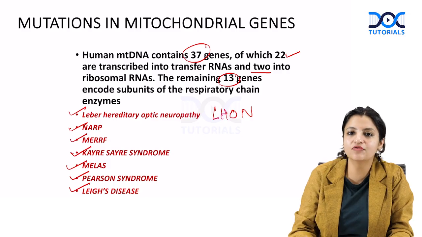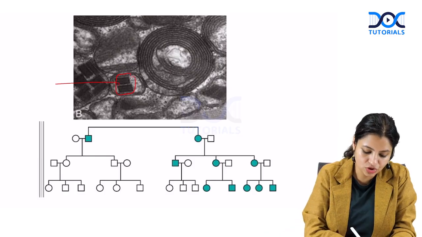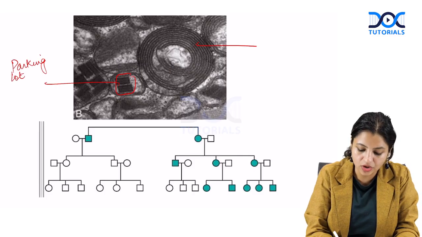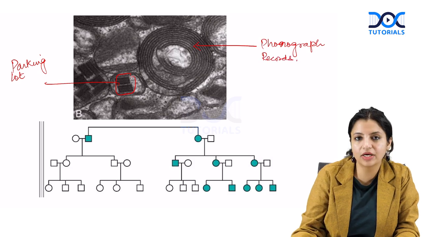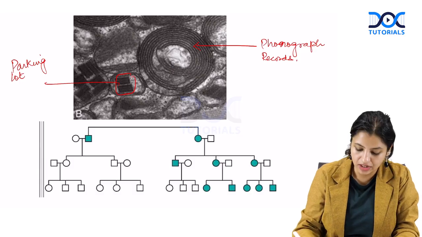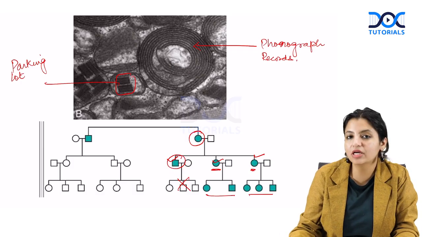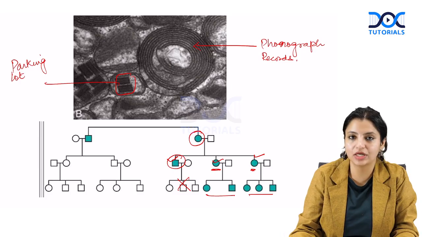They always give you a pedigree or electron microscopy of mitochondrial inheritance. The electron microscopy typically shows inclusions called parking lot inclusions, or they can show you what are called phonograph records. These are very typical electron microscopy findings of mitochondrial inheritance. And if you look at the pedigree, when the mother is involved, all the children are involved. When the father is involved, none is involved. When again the mother is involved, all the children get involved. That's a typical pedigree of mitochondrial inheritance, which everybody should be super clear about.